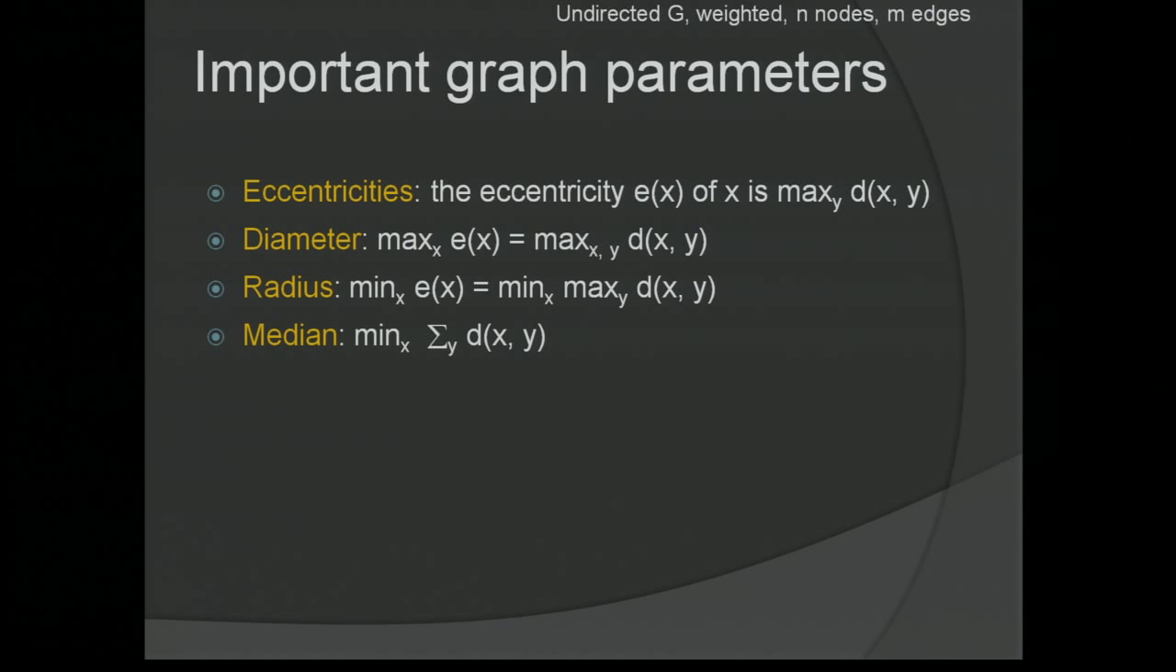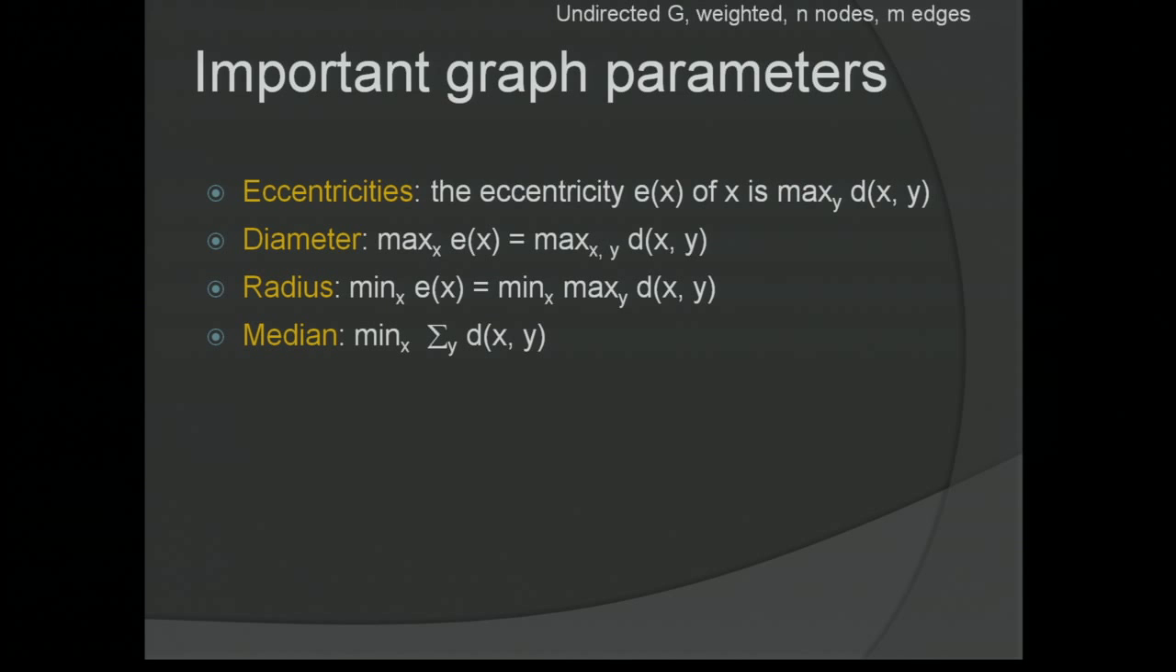Okay? Now, there's a different parameter that doesn't use the notion of eccentricity, but it's still very widely studied, which is the median of a graph, which is just the minimum over all nodes x of the sum of the distances out of x. So instead of taking the maximum distance out of x, now we just sum all of them. So this is like finding a node that has the minimum average distance to everything else.